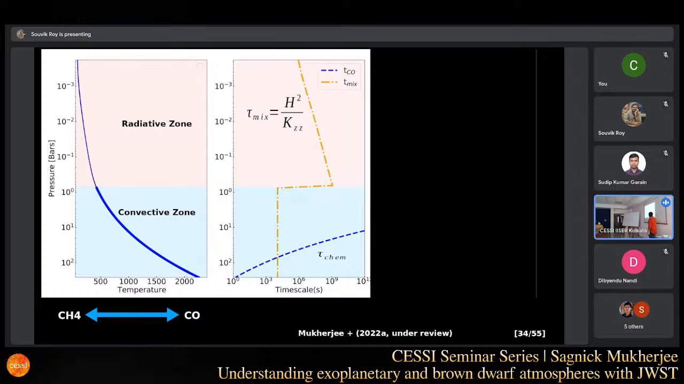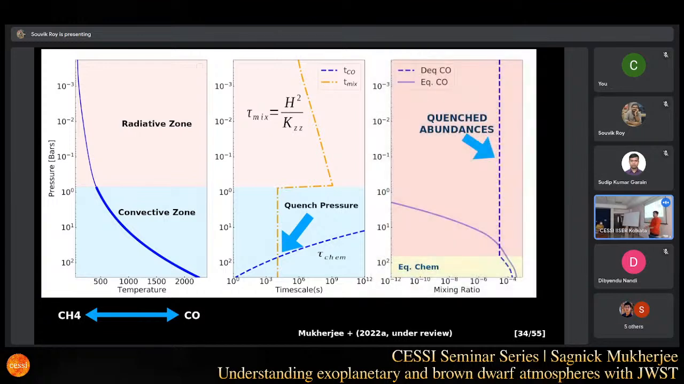Now here is a plot of your chemical time scale for this reaction, the methane and carbon monoxide. Now in the deep atmosphere, right here, your chemical time scale is shorter than your mixing time scale, which means chemistry wins and you have equilibrium chemistry. But above this pressure, called the quench pressure, where they cross, your mixing time scale becomes faster. That means the mixing will win now and things will get homogenized above this pressure. And this is called the quenching of abundances. That means your molecular abundances will get quenched at that pressure.